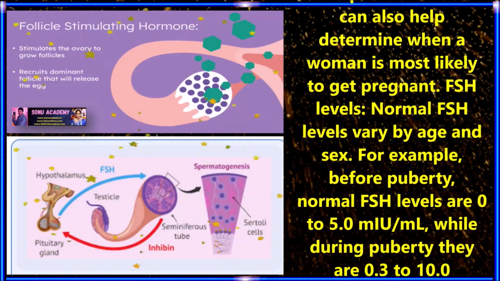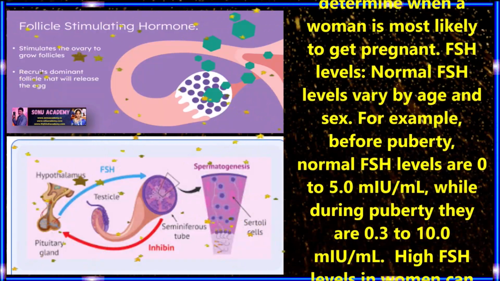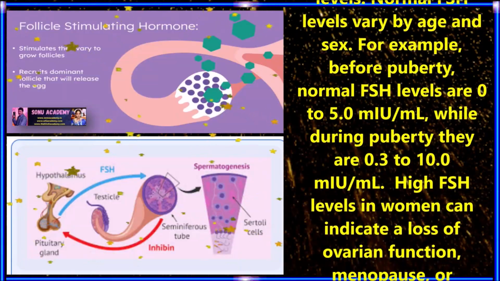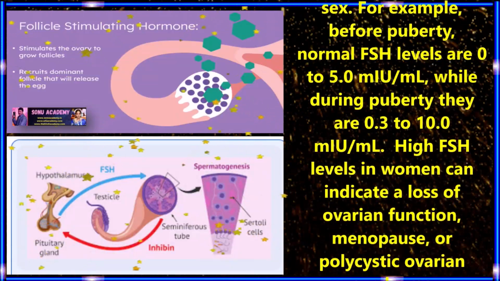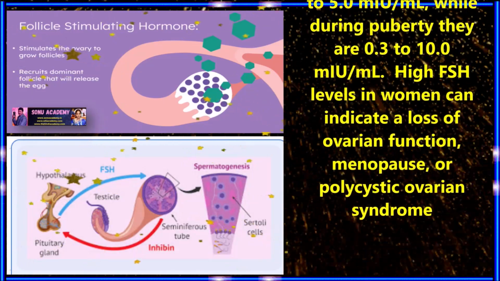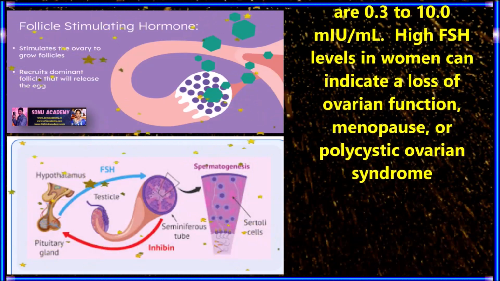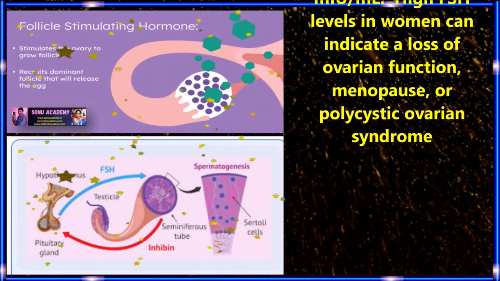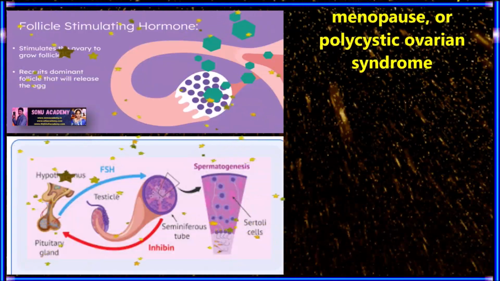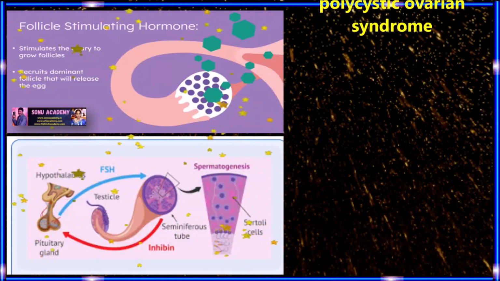Now children, let us see the levels of FSH. Normal FSH levels vary by age and sex. For example, before puberty, normal FSH levels are 0 to 5.0 mIU/mL, while during puberty they are 0.3 to 10.0 mIU/mL. High FSH levels in women can indicate a loss of ovarian function, menopause, or polycystic ovarian syndrome.